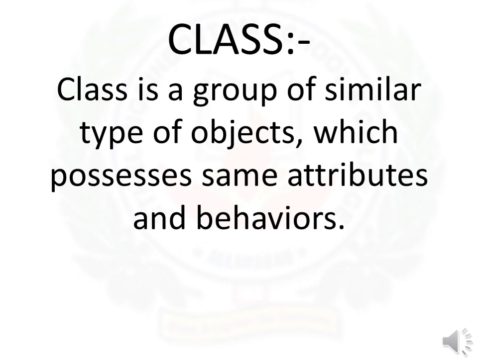Okay? Object contains some characteristics and behaviors. Each object belonging to a class contains the entire set of data and functions included in the class. The behavior is used to manipulate the data. So the class is a group of similar type of objects which possesses same attributes and behavior. It also defines the abstract characteristics of an object, including characteristics and behaviors.